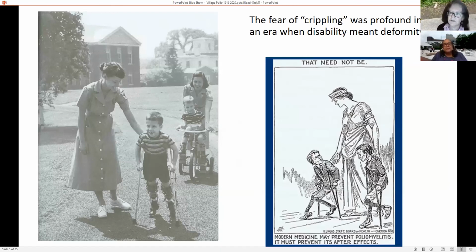One of the reasons that this was seen as such a terrifying disease, even though compared to the cases and deaths of most other infectious diseases it was pretty small, is that it paralyzed children. And this fear of crippling was a really profound issue, especially when disability meant deformity. It meant a feeling that children would never be able to join society as full citizens. And so it was seen as a really terrifying disease, even if it didn't kill a large number of people.